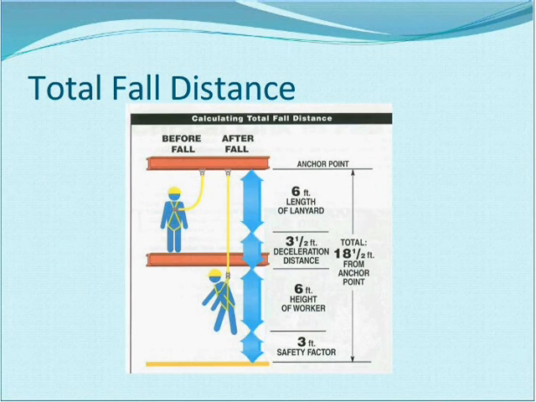Then you're going to have your deceleration device, shock absorber, whatever you want to call it, which opens 3.5 feet. And then you're going to have the height of the worker, in this case 6 feet. And then you're going to have stretch or elongation, which you have to build in as a 3-foot safety factor, which gives you an 18.5-foot fall with that particular system from where you are. So if you're standing on a 10-foot platform and you hook up this system, you're going to hit the ground.